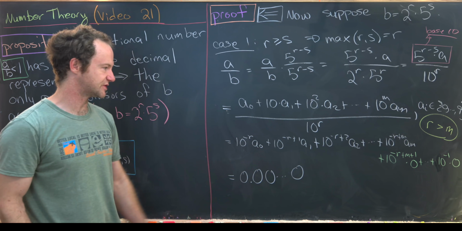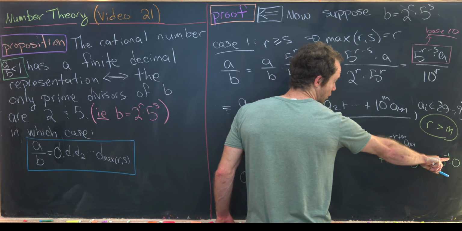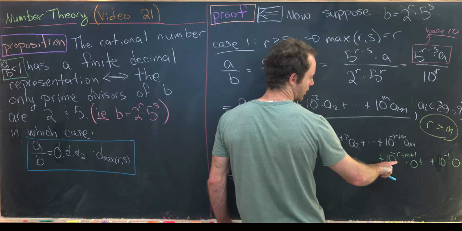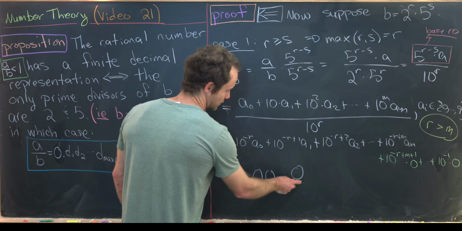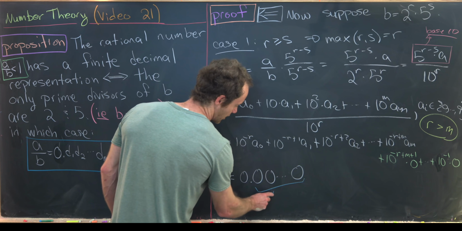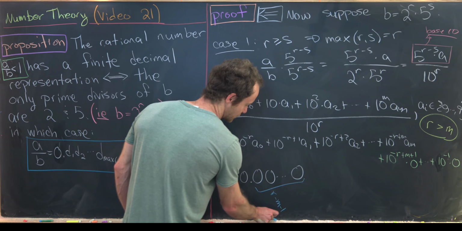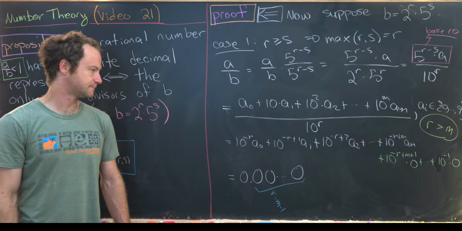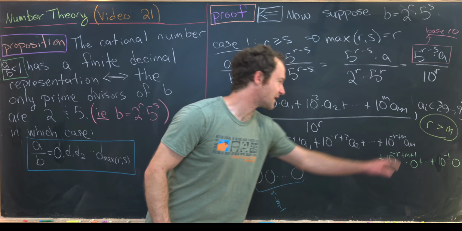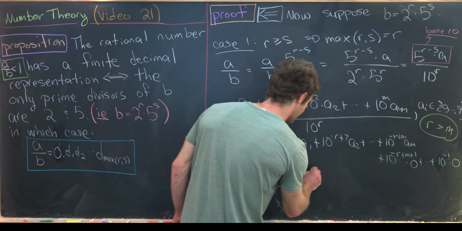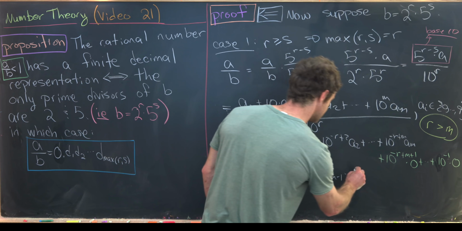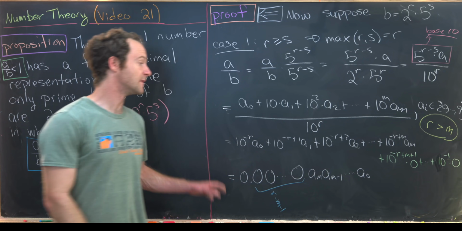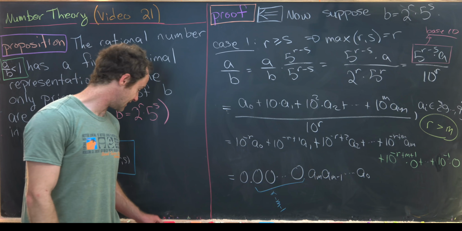0.000. Well, there's a bunch of zeros. How many are there? So there's 1 from this 10 to the minus 1 all the way up to, let's see, that's r minus m minus 1. So just to reiterate, there are r minus m minus 1 zeros right there. And then we start picking up at the non-zero terms. So we have a sub m, all the way down to a sub 0. And then it stops. That's a terminating decimal.